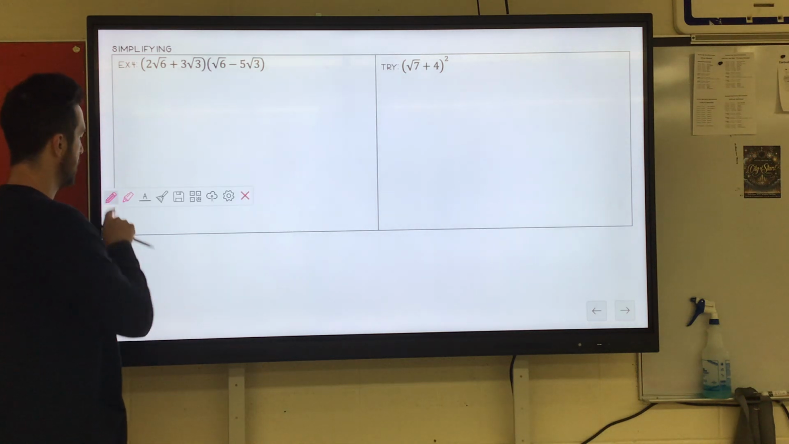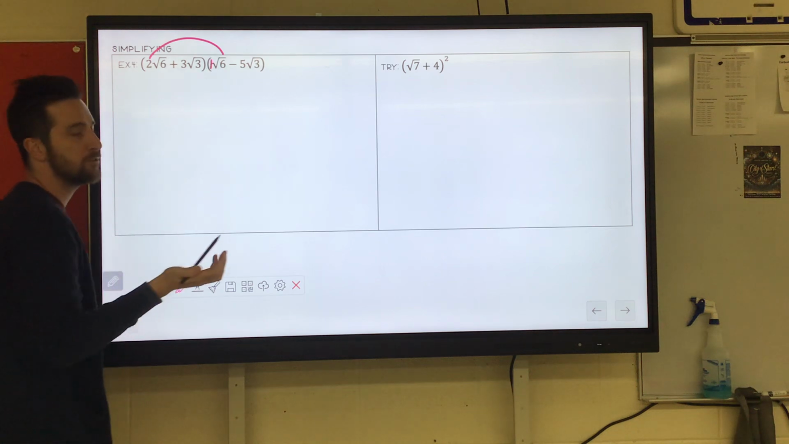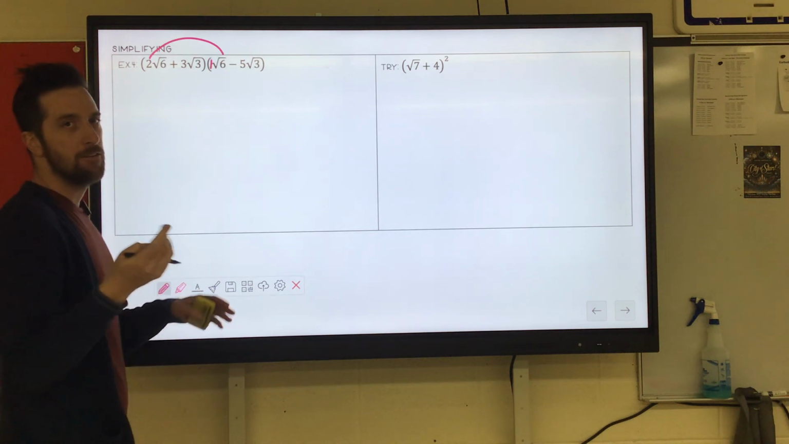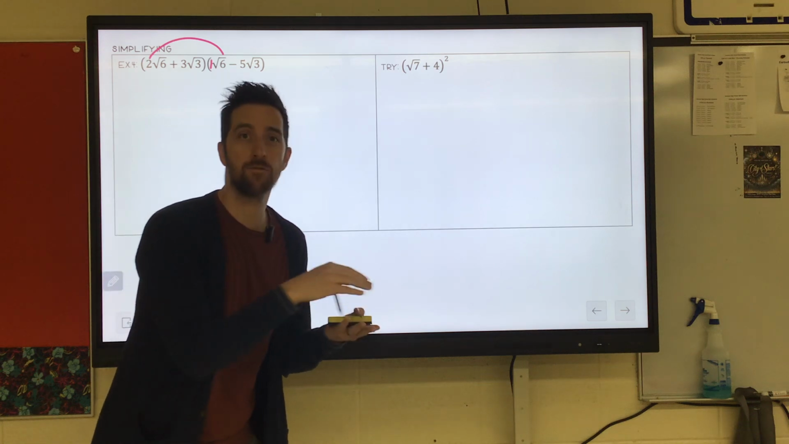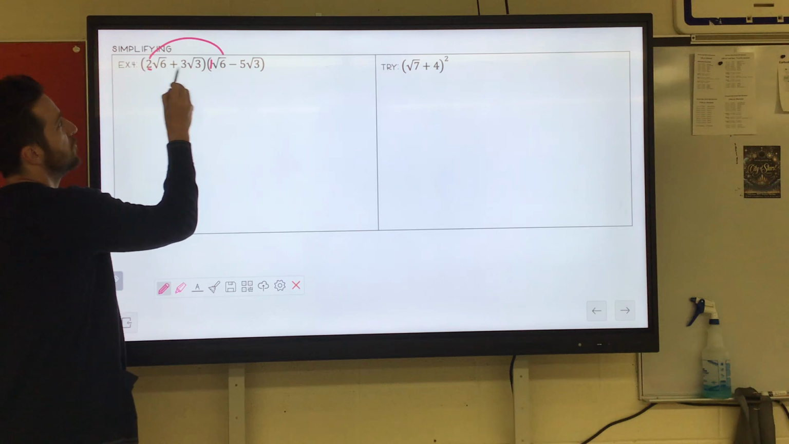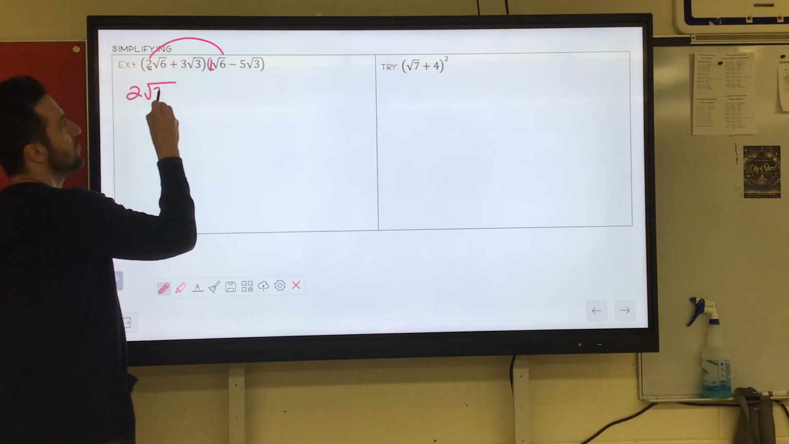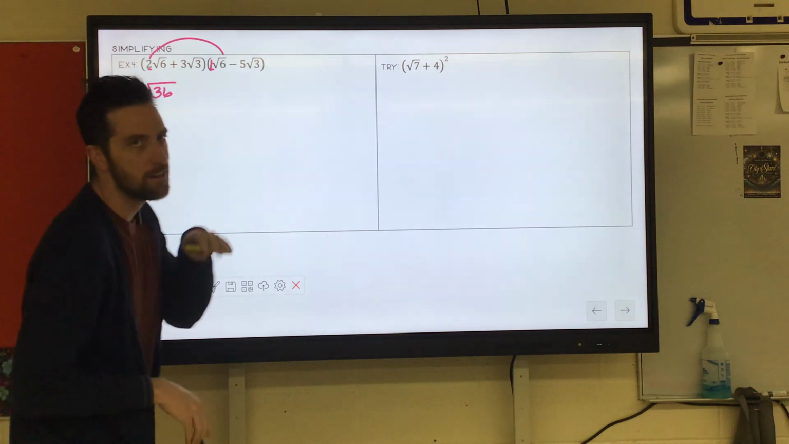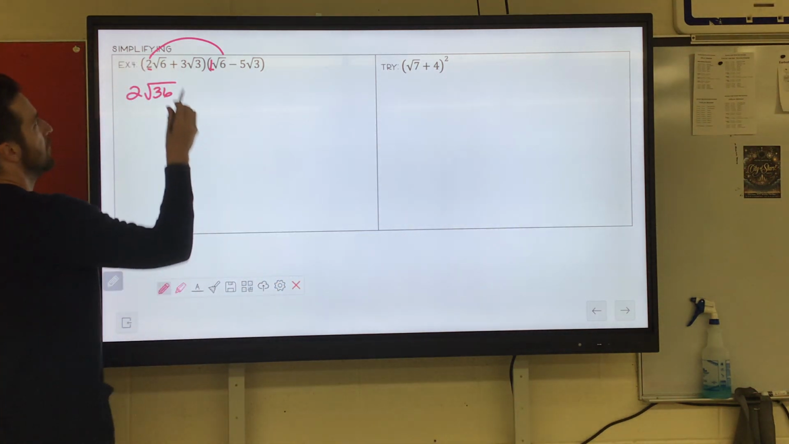All right, first, outer, inner, last. 2 root 6 times root 6. If it helps, you can make that 1 root 6. Remember, we can multiply the whole numbers with whole numbers, radicals with radicals. So when we do 2 root 6 times 1 root 6, we could do 2 times 1, that's 2. Root 6 times root 6 is root 36. And yeah, that's a perfect square, but we'll handle that later. Let's do the other stuff.